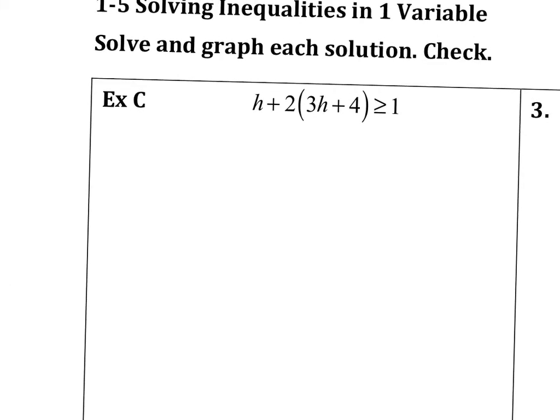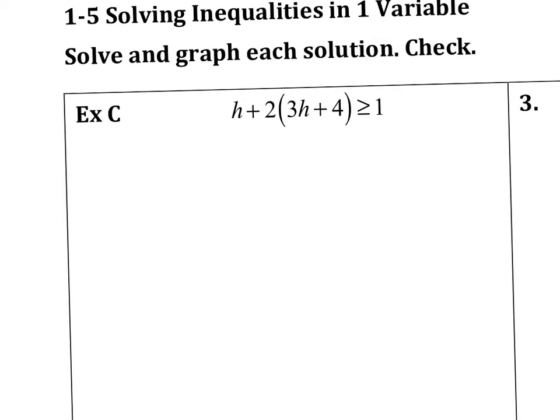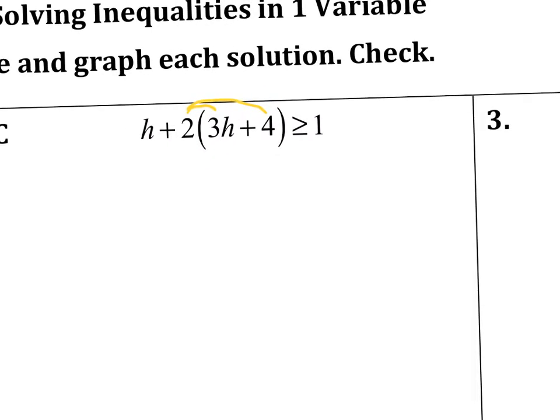We're getting things a little bit more complicated here. But again, treat these exactly the same as you would an equation, except when we multiply or divide by a negative. So I am going to, in this case, distribute the 2 into the parentheses there. My next step is to bring down the h. Now multiply out to get 6h. Multiply out to get 8. And everything else is the same.